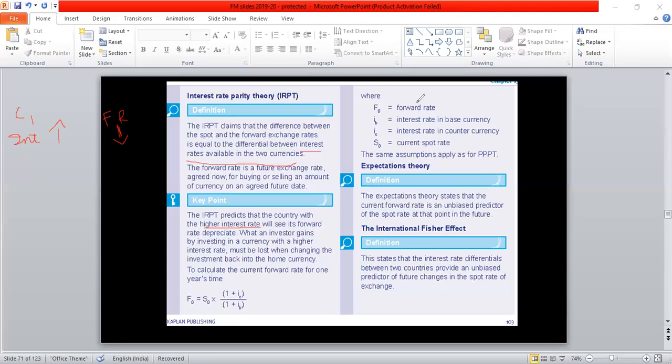So why would the forward rate decrease if the interest rates are higher?